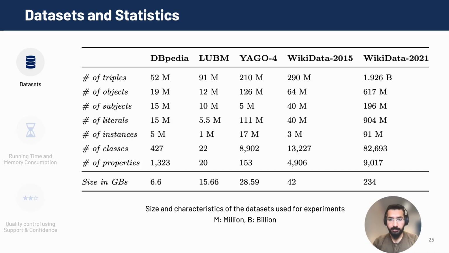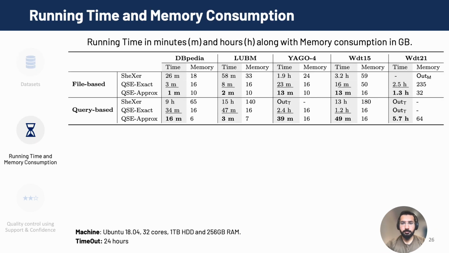We used DBpedia, LUBM, YAGO 4, and two versions of Wikidata for experiments. Wikidata from 2021 is the largest dataset we have, having 1.9 billion triples, 91 million entities, and 82,000 classes. We used a machine with 32 cores and 256 GB RAM to run the experiments. Timeout was set to 24 hours. Results were compared with the existing shapes extraction approach called Shexer.